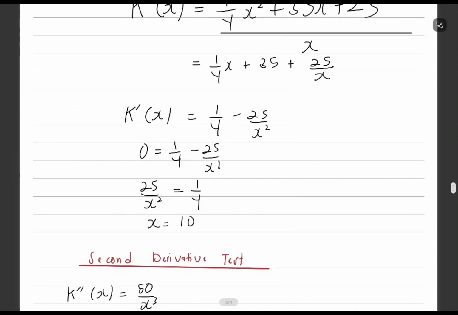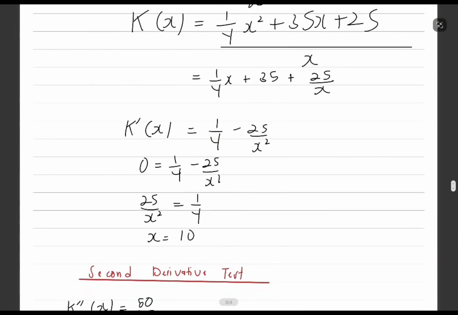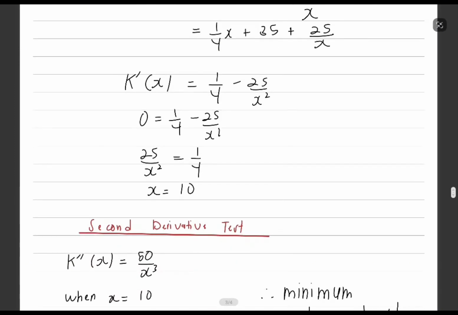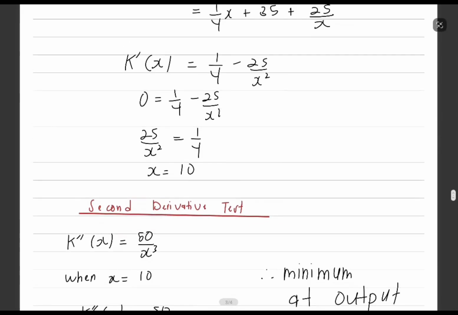The next step is we must differentiate the average cost function with respect to x. So we get 1/4 minus 25 over x squared. That is the answer we get after we differentiate it. And we set it equal to 0 because we want to find the x. After that, we get x equal to 10, which is the same number we got in part A. But we must use the second derivative test to determine the nature of the stationary point.